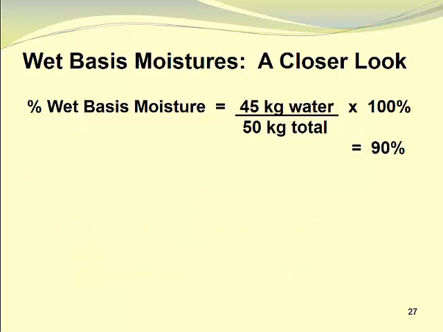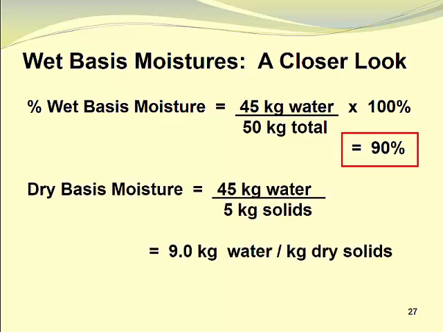Now we will calculate the percent wet basis moisture after the water has been removed. 45 kilograms of water divided by 50 kilograms total times 100% gives us 90% as the wet basis moisture. The dry basis moisture is 45 kilograms of water divided by the 5 kilograms of dry solids, or 9.0 kilograms of water per kilogram of dry solids.